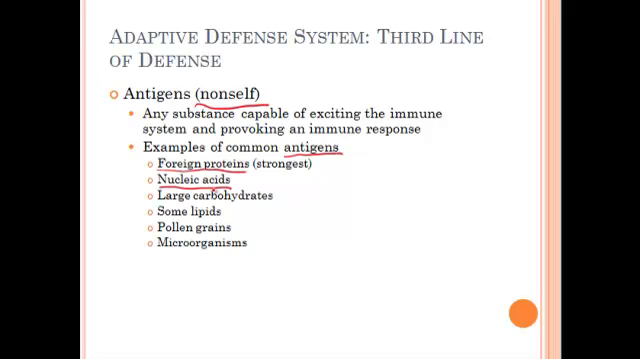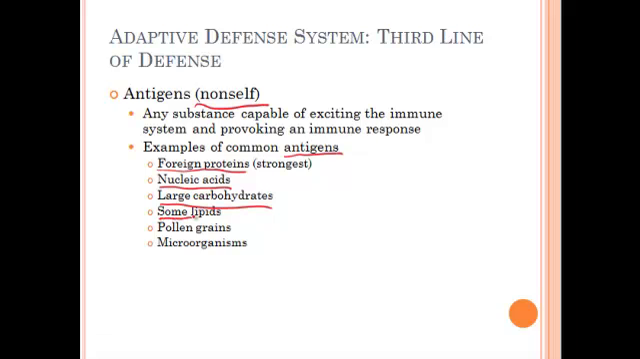Large carbohydrates. We talked about blood type in this class already. What happens in blood type is we have these carbohydrates on the outside of our blood cells that are basically the fingerprint of that cell. This is true of all cells. So large carbohydrates, especially when they're on cells, help us recognize which are ours and which are not ours. And that's the basis of blood typing.